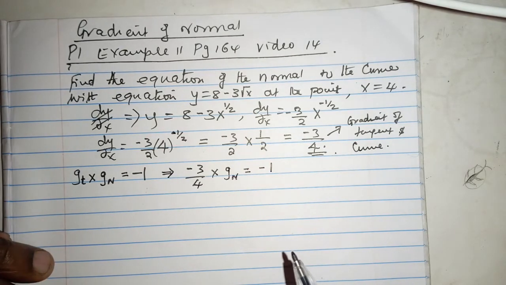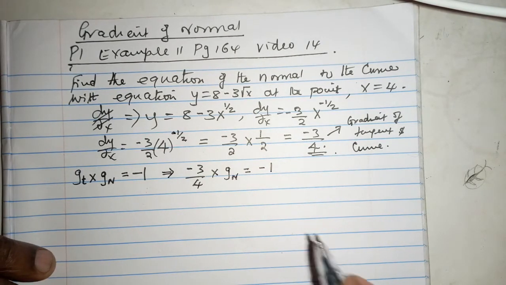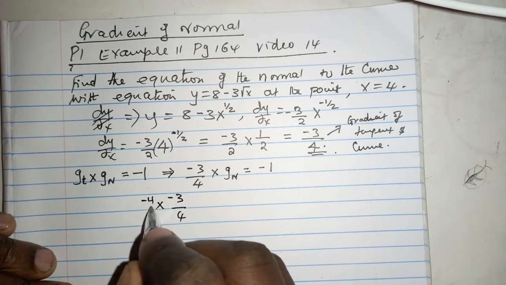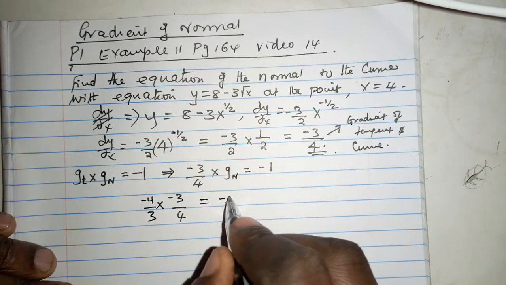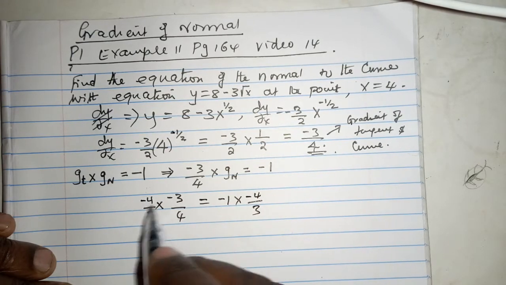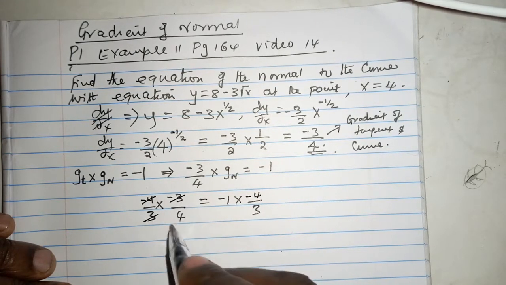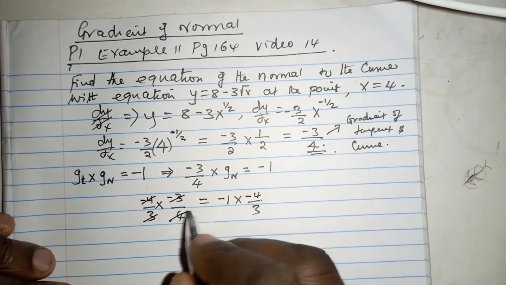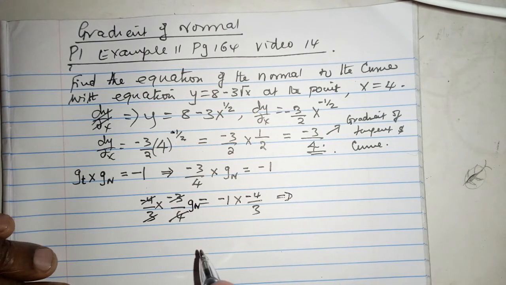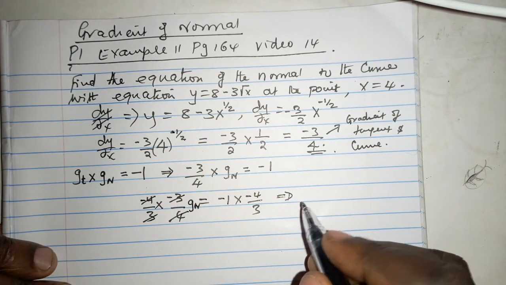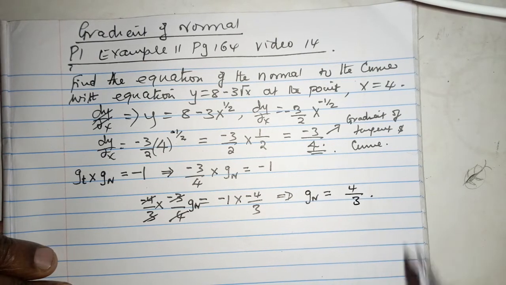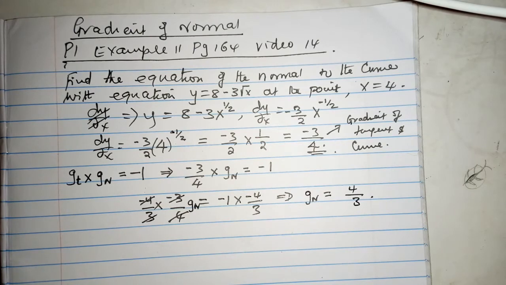If we multiply both sides by negative 4 over 3, so minus 3 over 4 times minus 4 over 3 is equal to negative 1 times minus 4 over 3. We have multiplied both sides by this constant so that we can clear out what is already there and isolate the gradient of the normal. So the gradient of the normal happens to be 4 over 3. The product is supposed to give us negative 1.